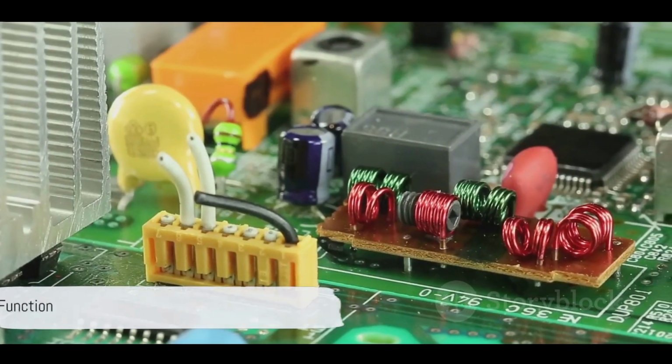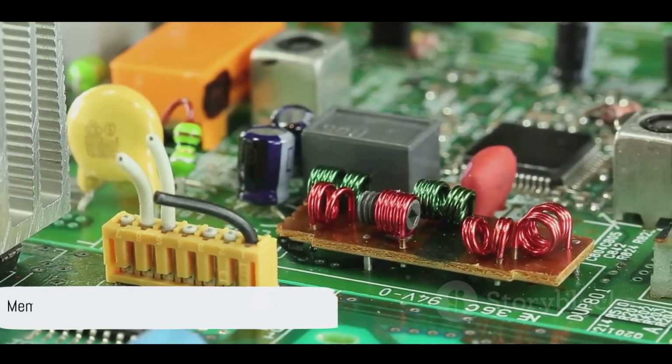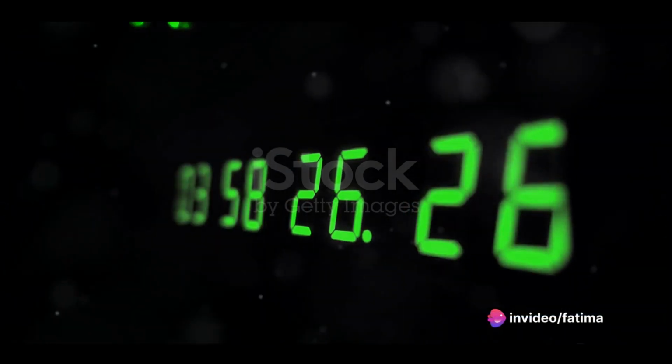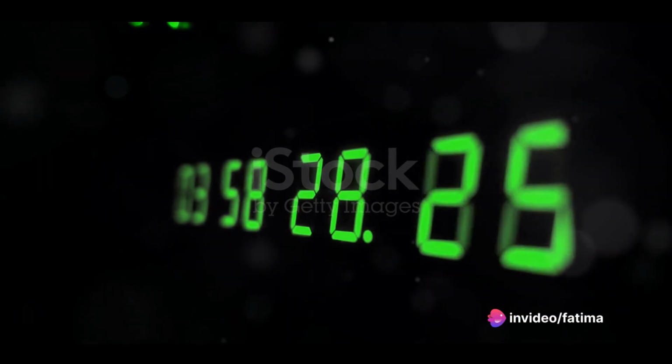So in essence, the D flip-flop circuit is a kind of memory. It remembers the state of the D input at the moment of the positive edge of the clock and keeps that memory until the next positive edge arrives.